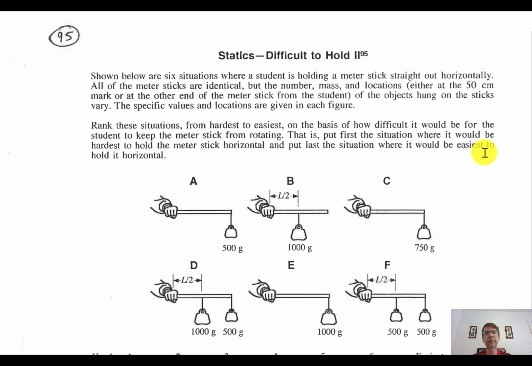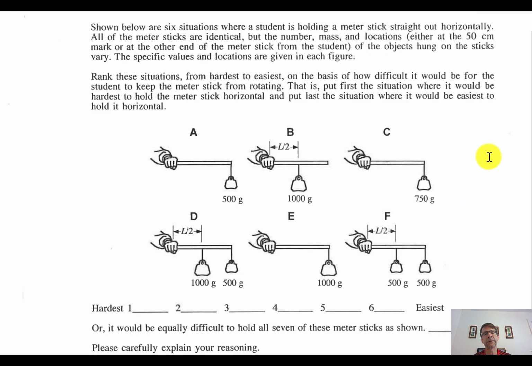And finally, critical thinking question 95. This person's holding a stick. They have to apply a counter torque to balance off the torque created by the weights hanging. The weights are trying to make the whole system rotate clockwise, so the hand produces a counterclockwise torque. These are in equilibrium. They satisfy the two conditions for equilibrium.